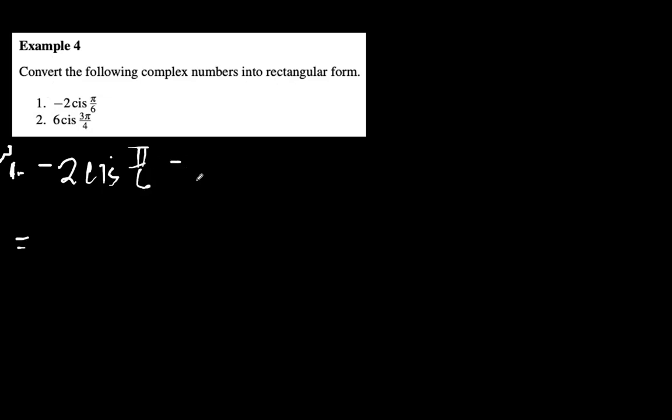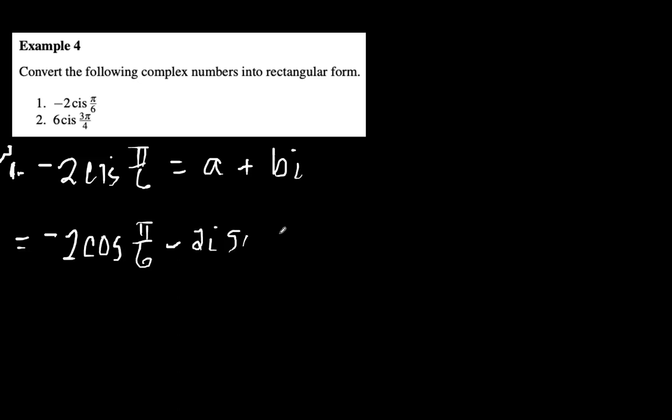Ano nga ba yung rectangular form natin? The rectangular form is expressed as a plus bi, where a and b are real numbers. We can see here the trigonometric functions, SOHCAHTOA. All right, so how do we express this? This could be expressed in terms of the longer expression, which is equivalent to negative 2 cosine pi over 6 minus 2i sine pi over 6. Did you get it, guys?